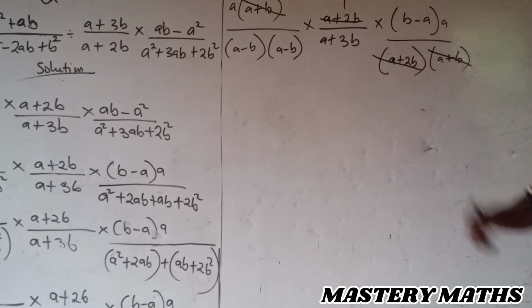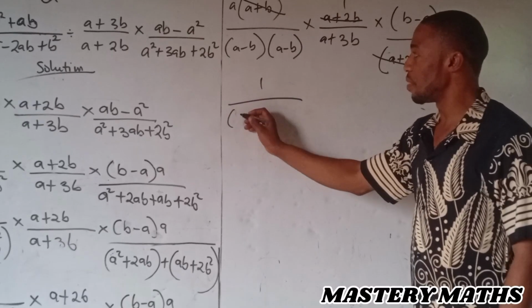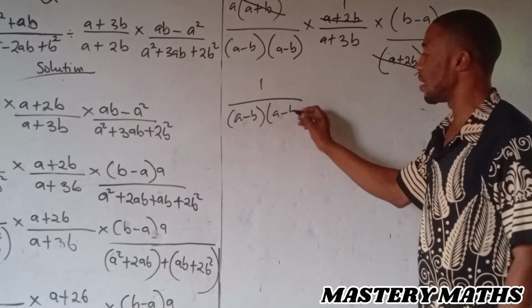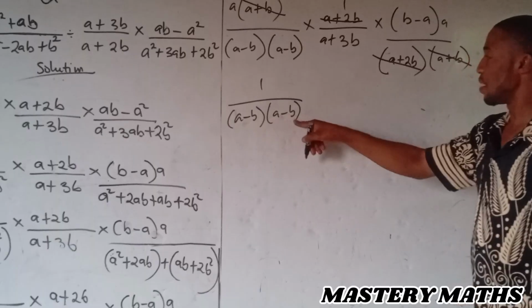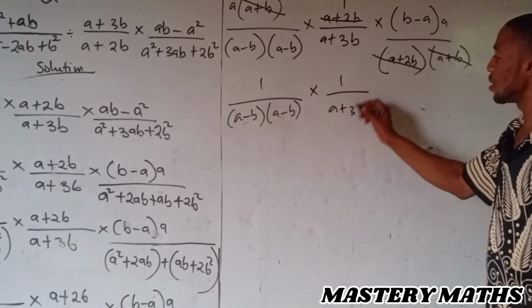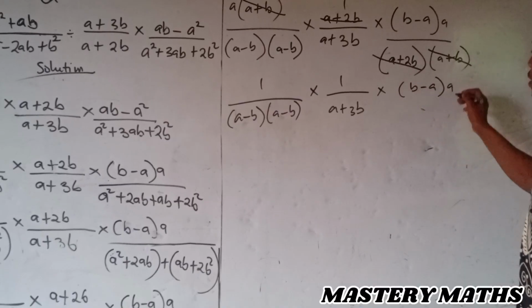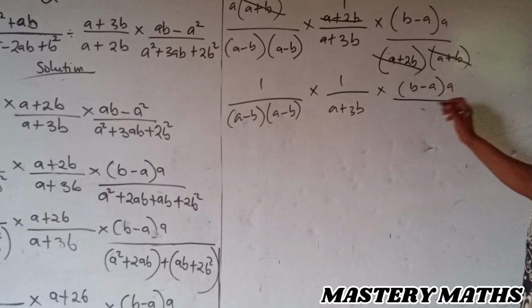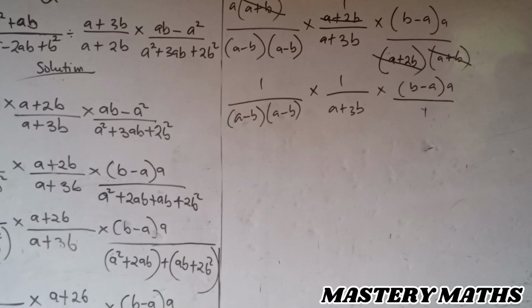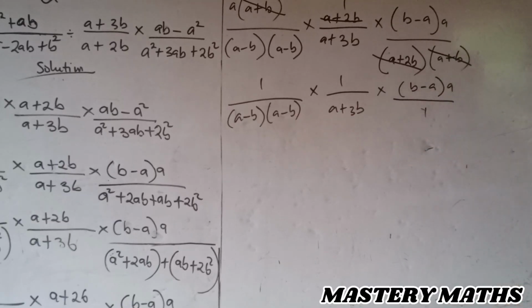So let's write out the remaining things. What you have here, you have your 1. Here is 1 over, open the bracket, A over B, A minus B. You have your A minus B, times 1 over A plus 3B, times B minus A, close the bracket, have the A outside, over 1. So remember I told you we need to cancel out this, but we can't because the arrangements are not the same. So we need to rearrange this to look like this before it can cancel out.